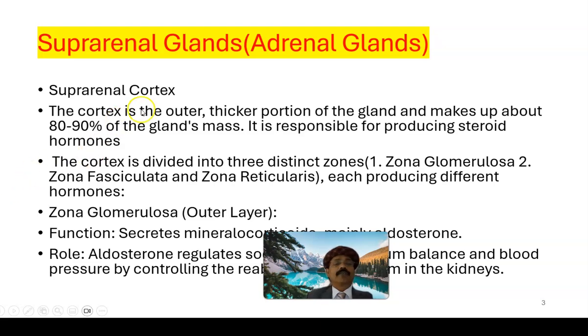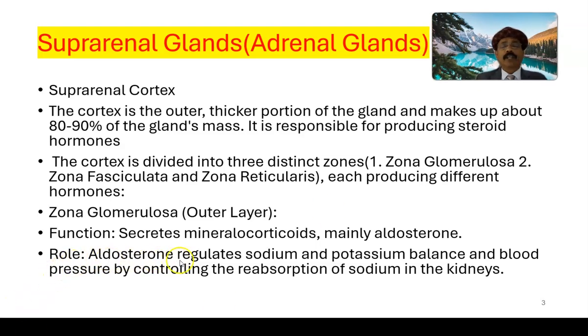The suprarenal cortex is the outer, thicker portion of the gland and makes up about 80 to 90% of the gland. This is responsible for producing steroid hormones. The cortex is divided into three zones. Number one, zona glomerulosa, the outermost. Then the middle layer is the zona fasciculata, and the inner layer close to the medulla is the zona reticularis, each producing different hormones. Zona glomerulosa, the outer layer, secretes mineralocorticoid, mainly aldosterone.